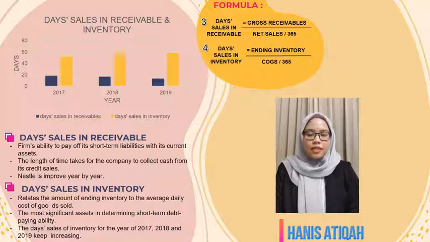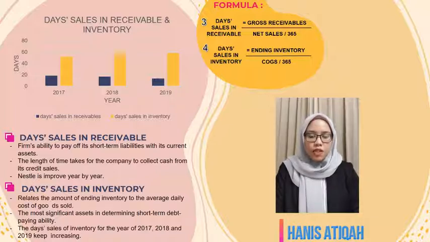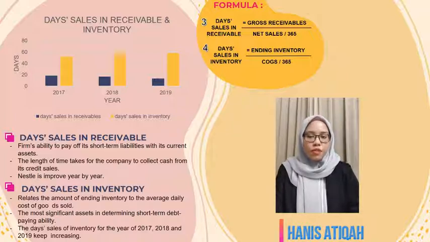In this case, Nestle shows good performance when they only take 18 days to collect their cash in 2017 and improve in 2018 by collecting 1 day earlier. It gets better for 2019 when Nestle only took 14 days to collect their cash from their debtor. In conclusion, Nestle improved year by year, which shows they have great collection procedures and their debtors are also able to pay their purchase within the credit term.